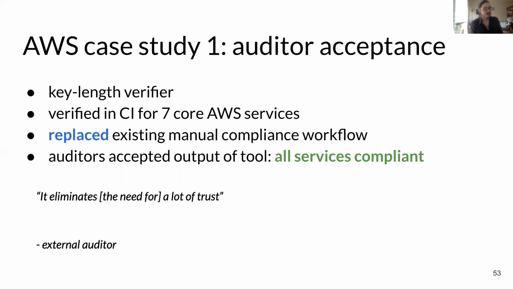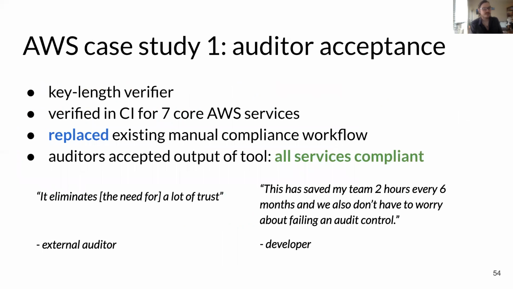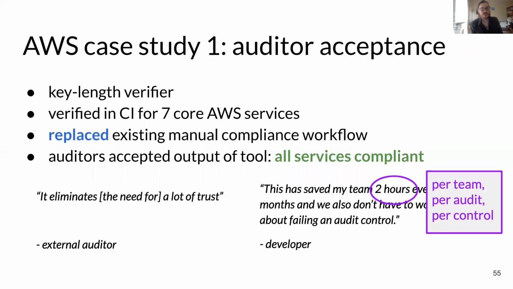Secondly, we also asked the developers what they thought about using the verifiers. And they told us that this saves their team, one of them told us that it saves their team 2 hours every 6 months, that is every time that they have to face an audit. And they also don't have to worry about failing an audit control. And 2 hours every 6 months may not sound like a lot, but it's worth noting that this is per team, per audit, per control. So this is basically just taking away an annoying task that the developers had to deal with every few months and making it nothing. And so that made them very happy.